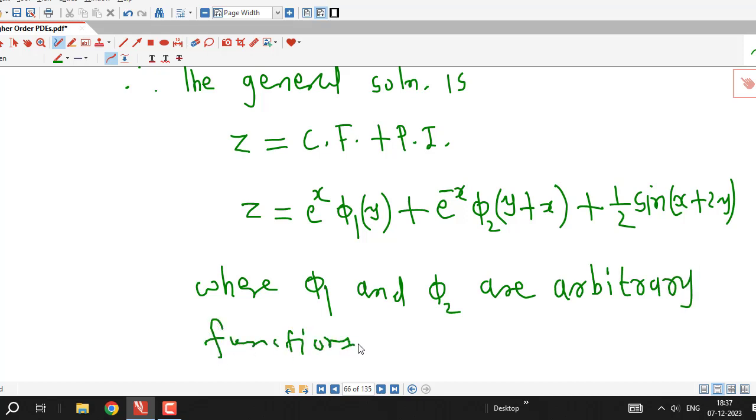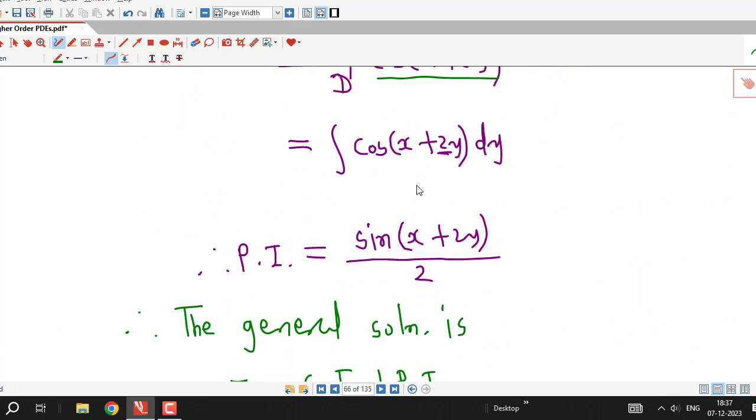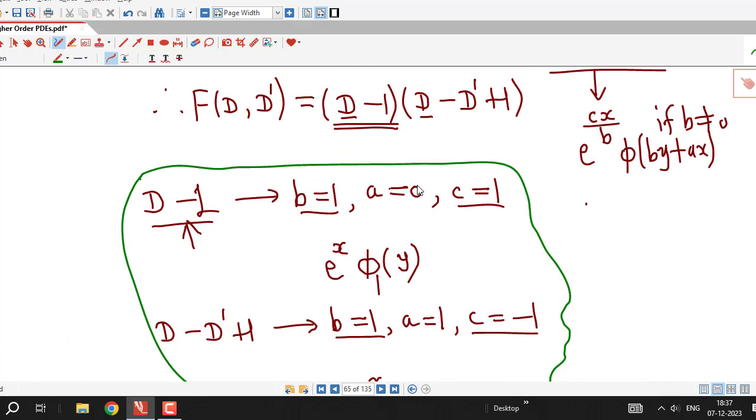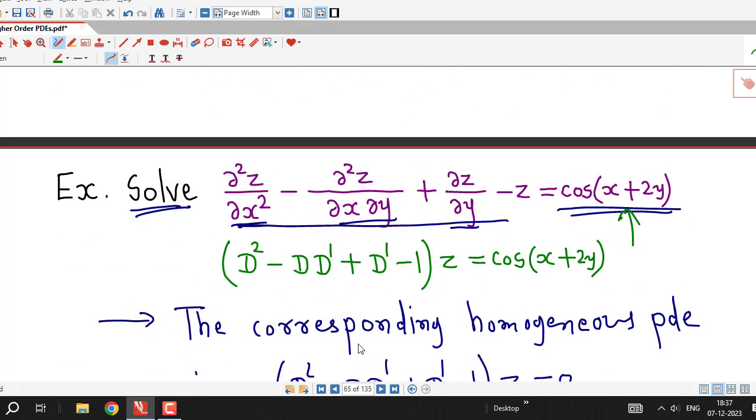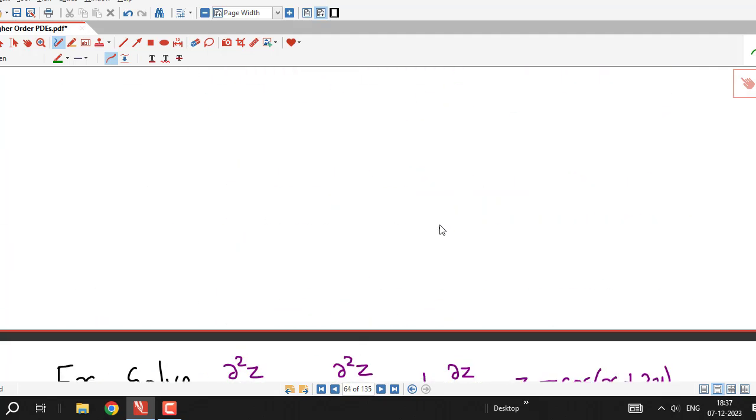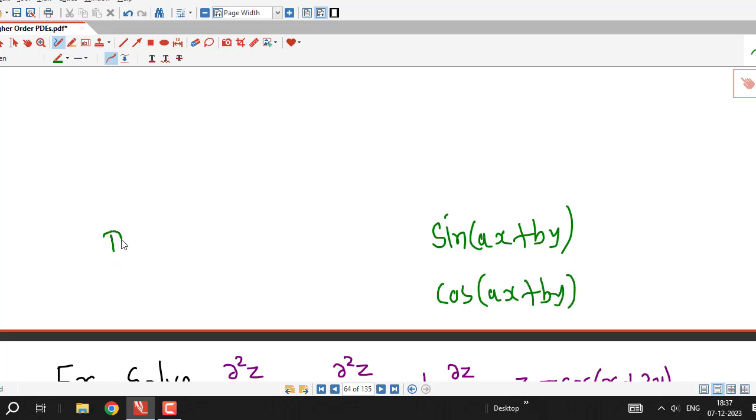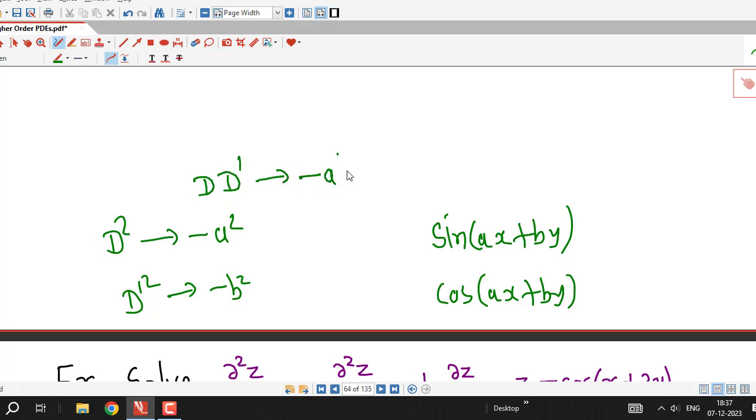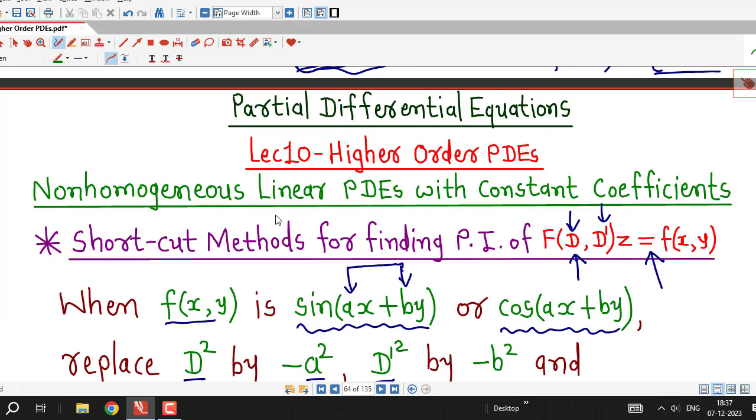So in this way we can easily find out the particular integral of given non-homogeneous equation if right hand side is in the form sine of ax plus by or cosine of ax plus by. All we have to remember is replace D square by minus of a square, D dash square by minus of b square, and D into D dash is to be replaced by minus a times b. So this is all about this session.